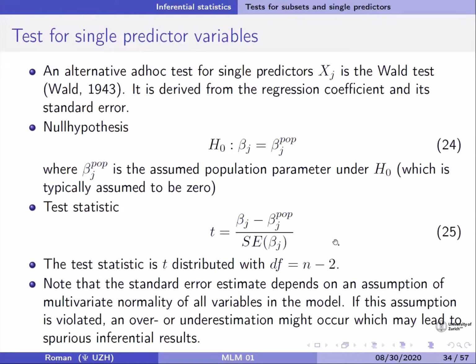Now, there are some assumptions regarding standard error estimates, and it will depend on multivariate normality of all variables in the model. If this assumption is violated, an over or underestimation can occur and lead to spurious results.